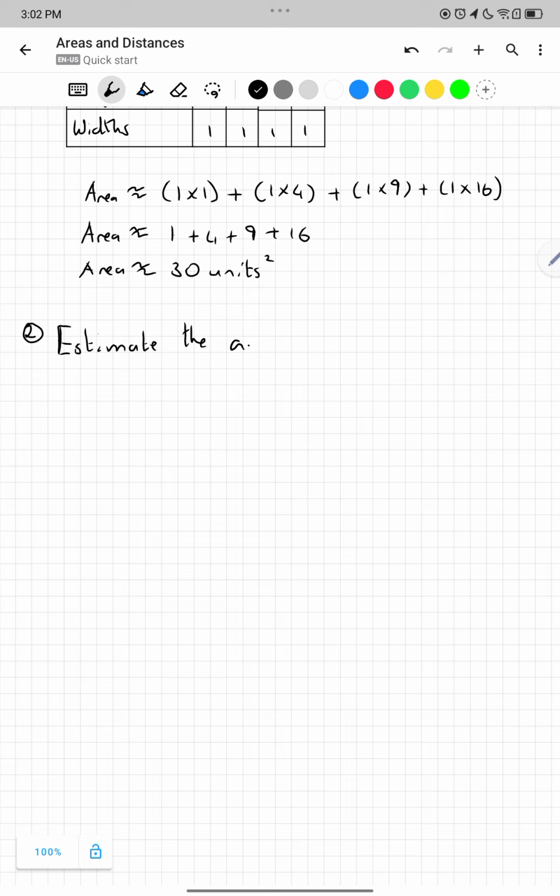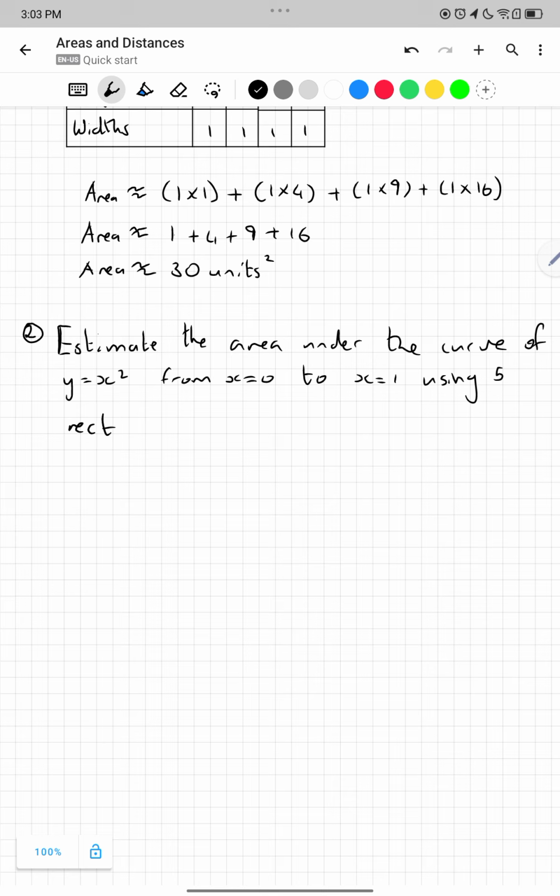Estimate the area under the curve of y is equals to x squared from x is equals to 0 to x is equals to 1 using 5 rectangles and left endpoints. You will pause the video and try this on your own.